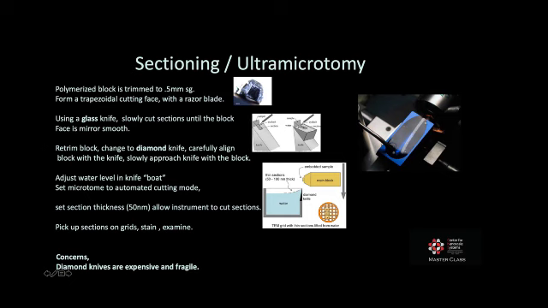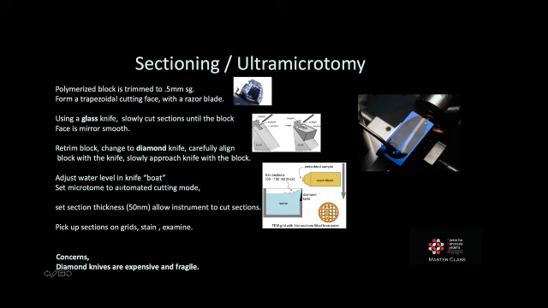you'll retrim the block, change to the diamond knife onto the microtome. Carefully align your block to the diamond. Slowly approach the block with the diamond and start cutting. We do need to be careful about the water level in the boat. We want this to be just the perfect level so that the samples come off the knife and float on the water. We don't want the water too high of a level because that would wet the face of our block and prevent cutting. We don't want it too low because then the knife itself would be dry and could get damaged and also can start damaging your block face.